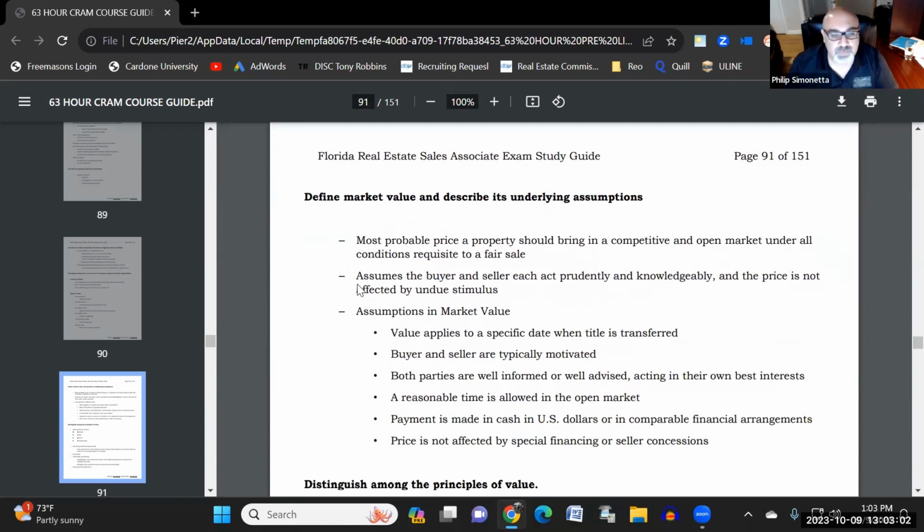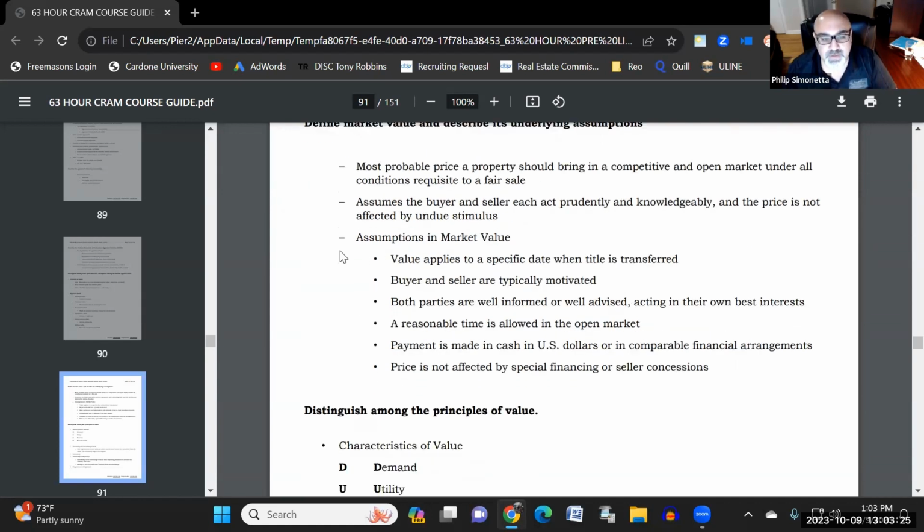Okay. Next, we need to define market value and describe its underlying assumptions. Okay, the most probable price a property should bring in a competitive and open market under all conditions requisite to a fair sale. It assumes that the buyer and seller each act prudently and knowledgeably, and the price is not affected by undue stimulus. That's like if they're going through a divorce or have to sell it fast, anything like that.